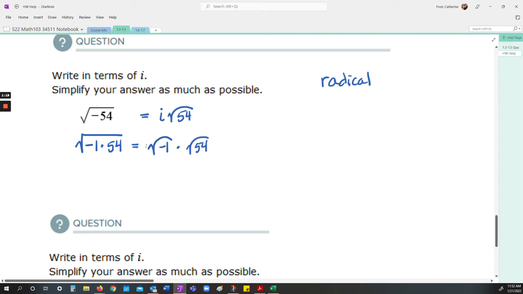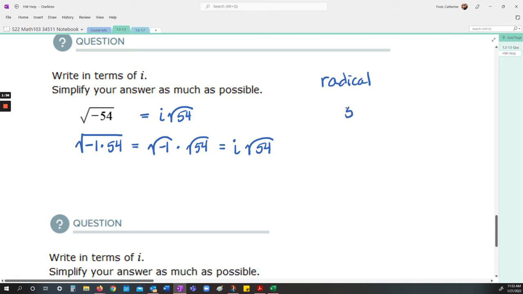And so anything that we can actually write differently, such as square root of negative 1, we do that. And the 54, though, we don't know how to write square root of 54 other than just as it is. So we're going to keep it like that for now. Okay, so let's focus on this 54.